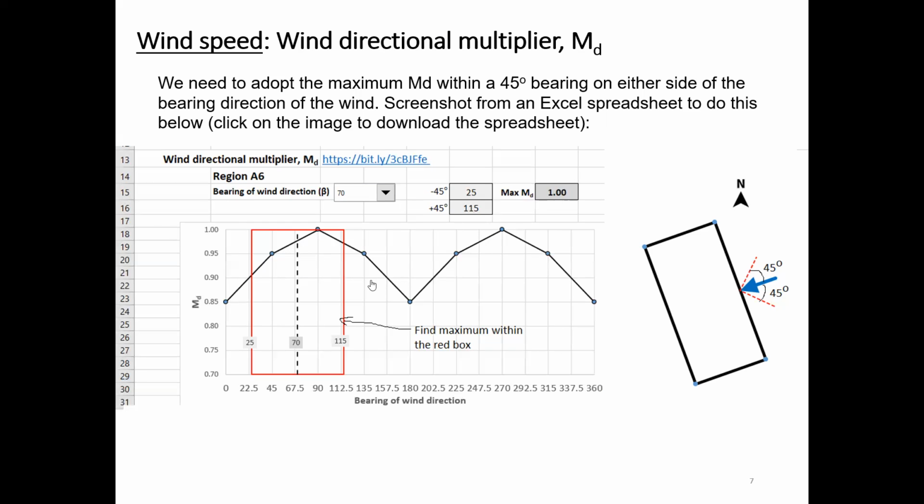We wouldn't necessarily interpolate it. So you can see here, if you've got a wind direction of bearing 70 degrees, you need the largest value within 45 degrees on each side of it. You need to look at 45 degrees this side and 45 degrees that side, and it's the largest MD value within this range.